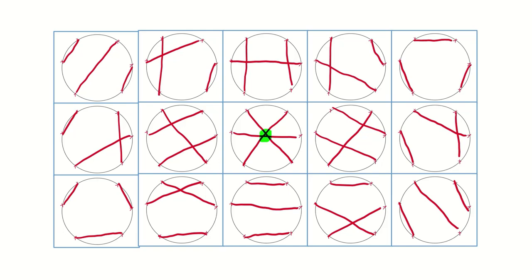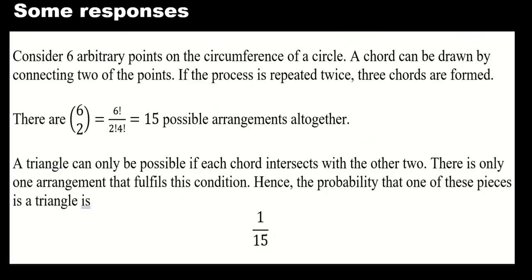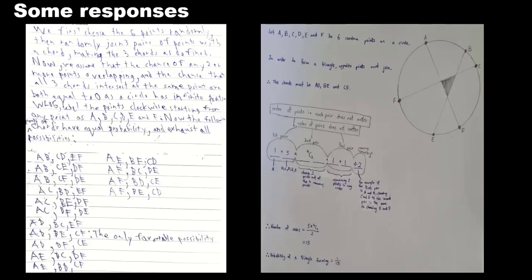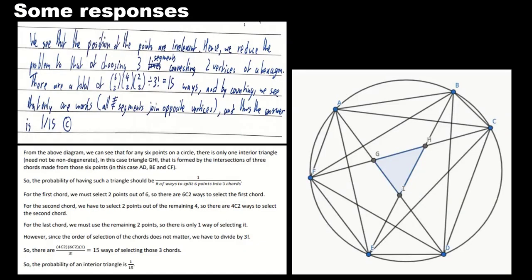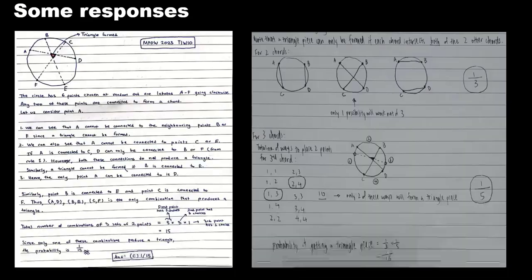So out of all the responses I received, they use a similar argument. They all agree that there will be 15 possible arrangements altogether, and only one of them fulfills the condition. Instead of drawing the diagram, they list out the arrangements using the vertices A, B, C, D. Essentially, they are the same idea. Likewise for the rest of the responses.